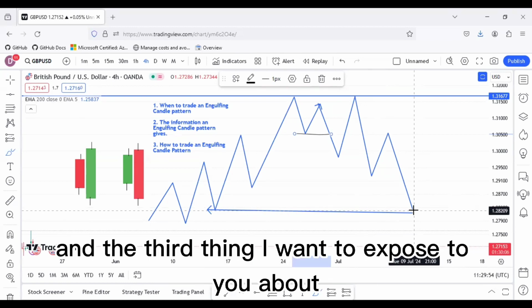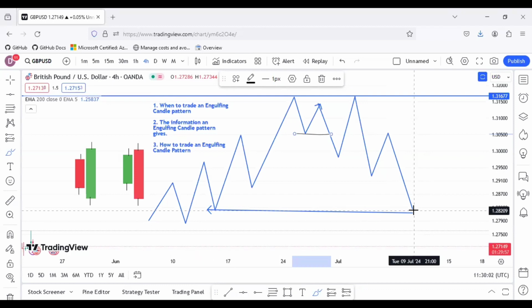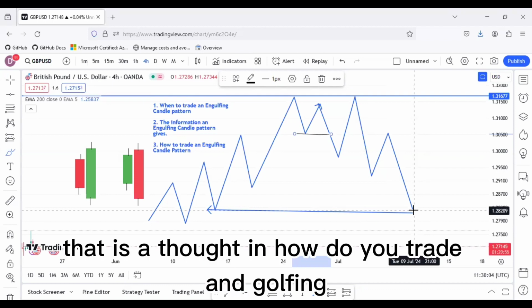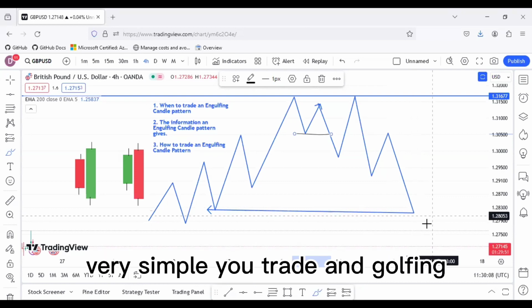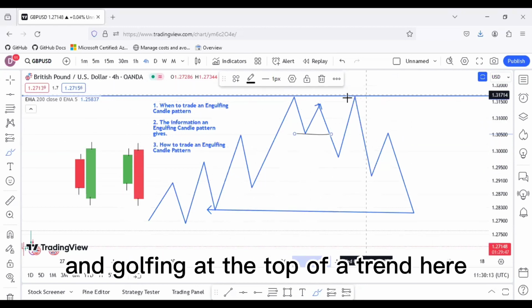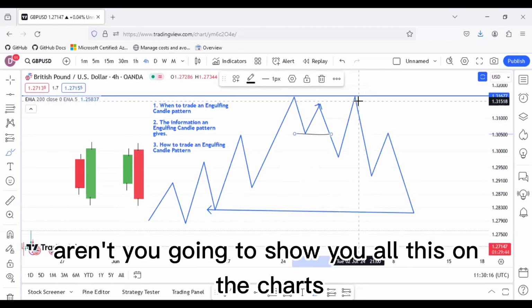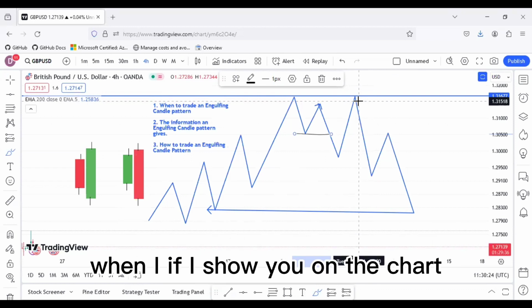And the third thing I want to expose to you about engulfing is how to trade it. How do you trade engulfing? Very simple. You trade engulfing when you see a bearish engulfing at the top of a trend here like this. I'm still going to show you all this on the chart, but if you don't have a perfect understanding here, if I show you on the chart, you will be confused.